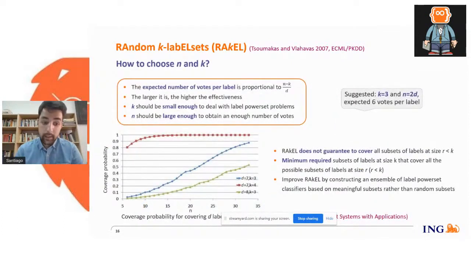As you would expect, the greater the number of votes per label is, the higher the effectiveness of the RAkEL method. The number of models n and the size of the label sets k are proportional to the number of expected votes per label. At the same time, we don't want them to be too big. Otherwise, the complexity of the method will increase. It's suggested in the literature to use k equal to 3 and n equal to twice the number of labels, in order to have 6 expected votes for each label.